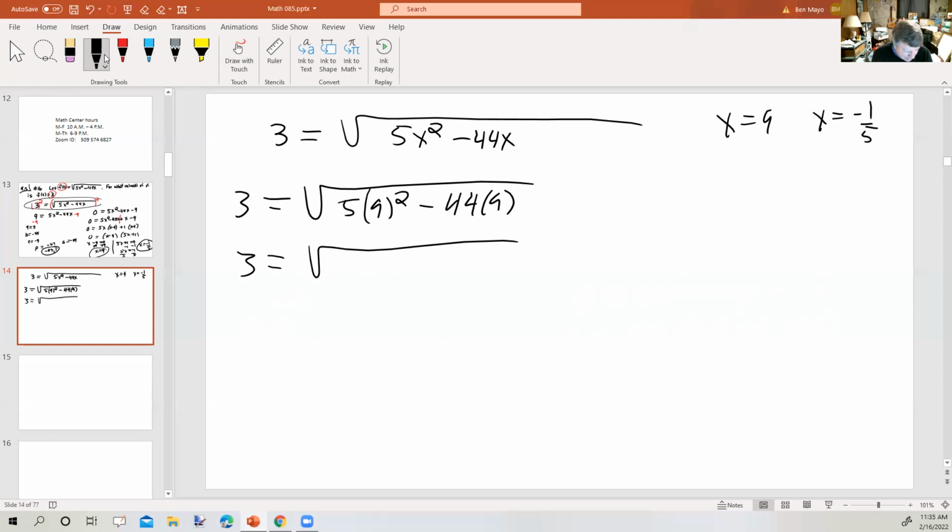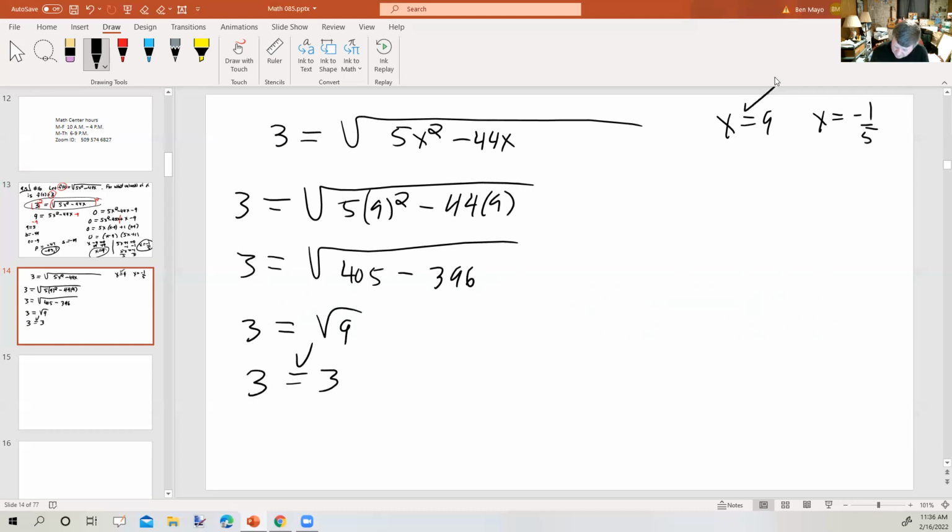9 squared is 81. And 81 times 5 is 405. And then 44 times 9 is 396. And 405 minus 396 is 9, and the square root of 9 is 3. So x equals 9 checks.